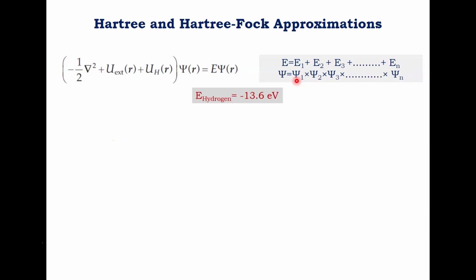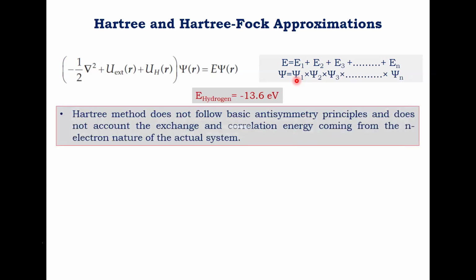Okay, but when you go from one electron to two electrons, then the problem came into the picture, right? The problem in the Hartree approximation is that the Hartree method doesn't follow the basic anti-symmetry principle. It doesn't account for the exchange and correlation energies which come from the n-electron nature of the actual system. Basically, quantum many body effects were not included in the Hartree approximation.